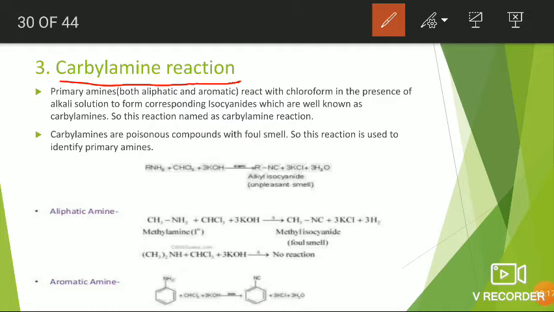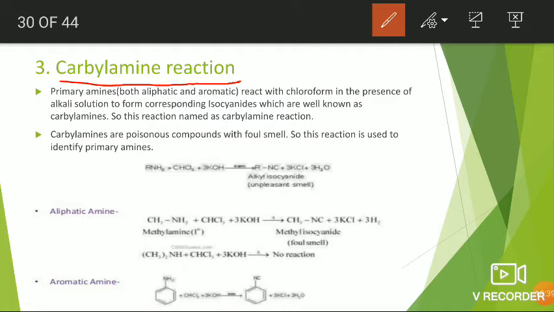The cyanide general formula is RCN. The isocyanide general formula is RNC. That is, the functional group NC is the isocyanide functional group, and CN is the cyanide functional group. Cyanides are also known as nitriles. Isocyanides are also known as carbylamines.